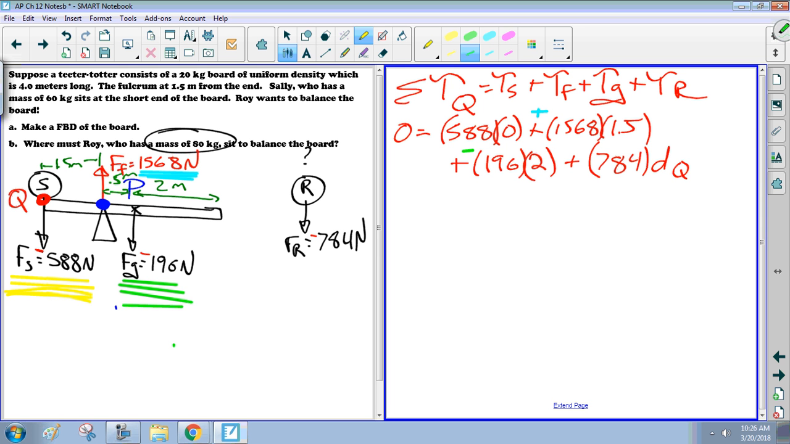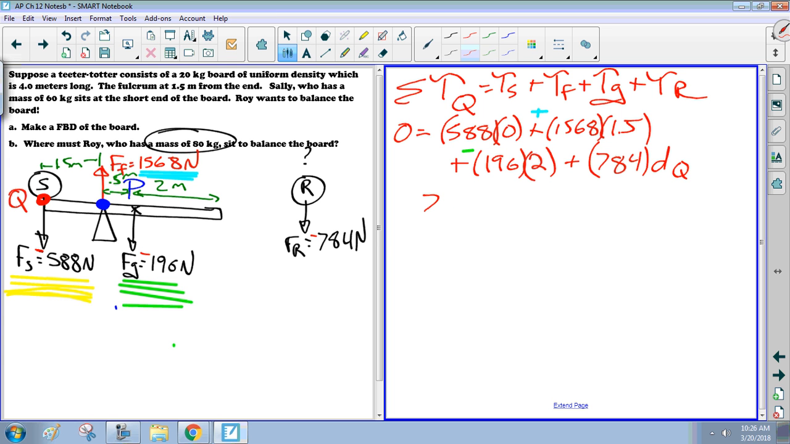So could you choose your distance to be the point where Roy is if you don't know that yet? Is that possible? You can. It gets really ugly, because then you have to express all of your other distances in terms of d. So you get d and 4 minus d and 1.5 minus d, and it gets ugly. So that's actually the only bad choice. So it does work. Everybody good?